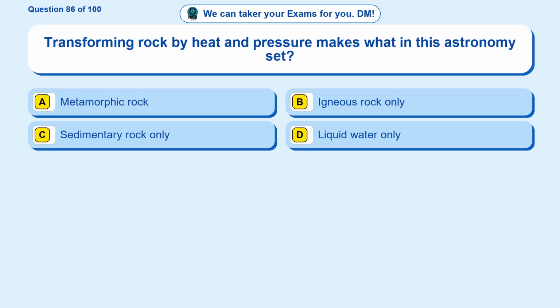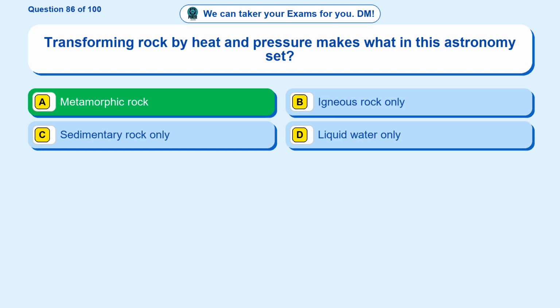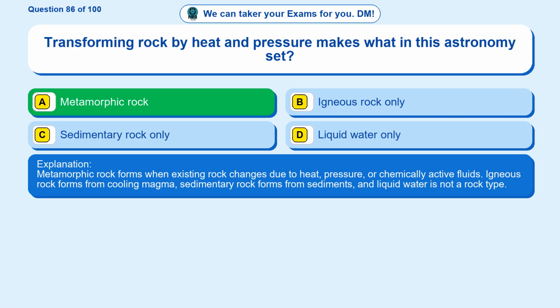Question 86. Transforming rock by heat and pressure makes what in this astronomy set? Option A, metamorphic rock. Option B, igneous rock only. Option C, sedimentary rock only. Option D, liquid water only. The correct answer is option A, metamorphic rock. Metamorphic rock forms when existing rock changes due to heat, pressure, or chemically active fluids. Igneous rock forms from cooling magma, sedimentary rock forms from sediments, and liquid water is not a rock type.